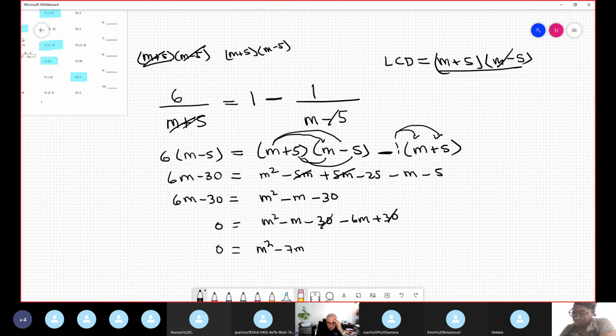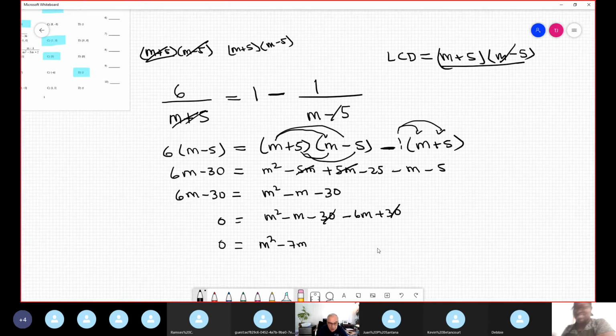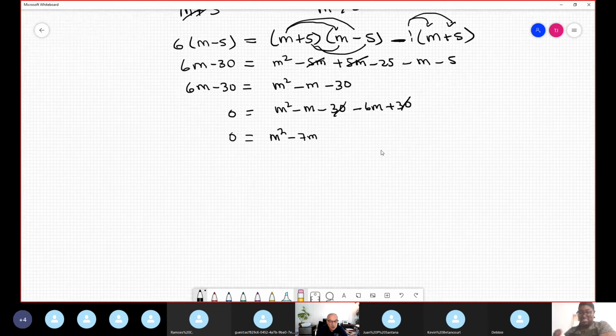Because negative 1 and negative 6 is negative 7. Okay. Now, if you feel more comfortable with this equation, you put m squared minus 7m equal to 0. Oh, nice. I like that. And what is the greatest common factor in that case? m minus 7 equal to 0. So, one solution is 0, another solution is 7.